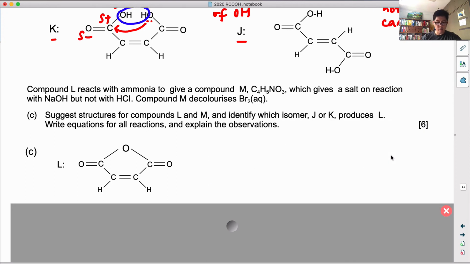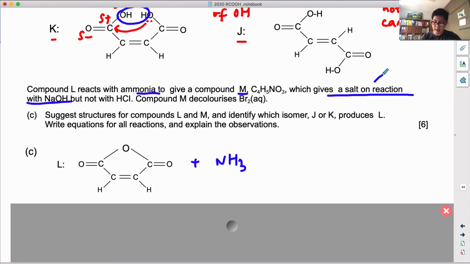Okay, let's see how you form M. They say compound L reacts with ammonia to give M. So I'm going to react L with ammonia. So what did they say about this L? You got L already. It reacts with ammonia to give a compound M, which gives a salt on reaction with sodium hydroxide.